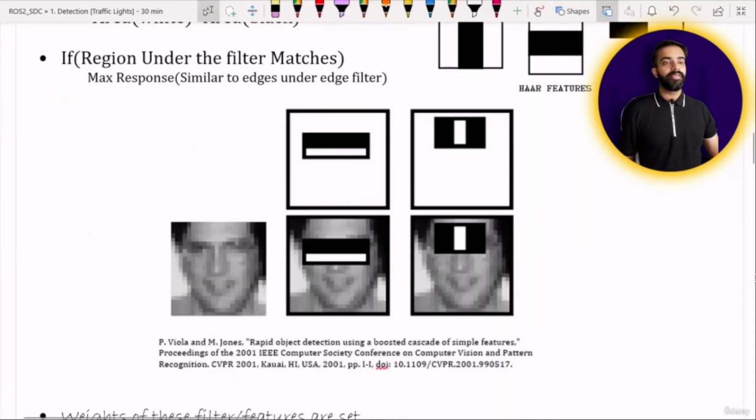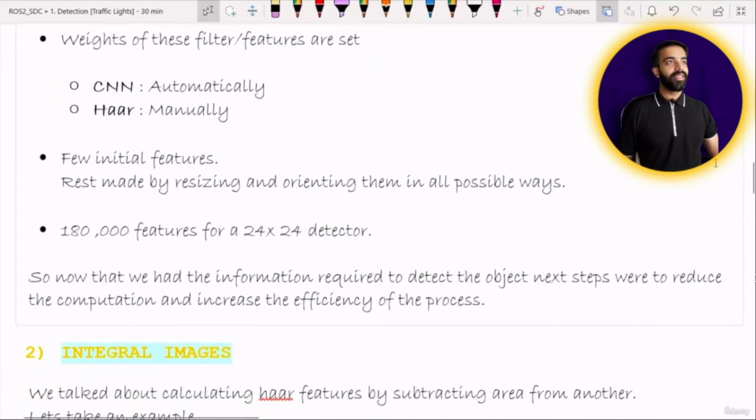So if we wanted to identify the nose of a person, all we need to do is use this Haar feature A and convolve it over the person's face, and it will give the maximum response when this Haar feature A is placed right above the nose bridge and the cheeks. So we have identified that the Haar features were calculated manually instead of the automatic way used in the CNN. And we had fewer initial features, and the rest were calculated by resizing and reorienting them in several ways. We got around 180,000 features for a face detector that was of 24 x 24 size.